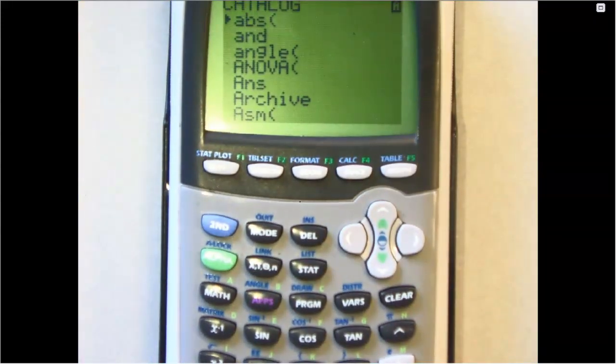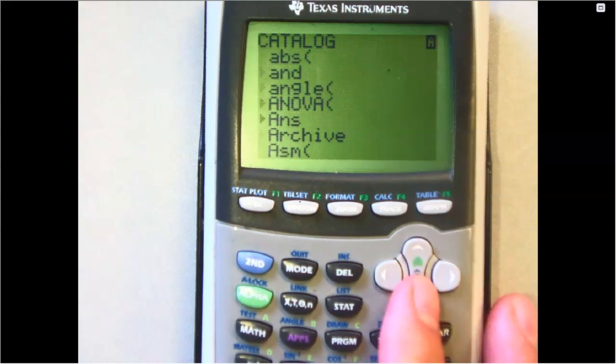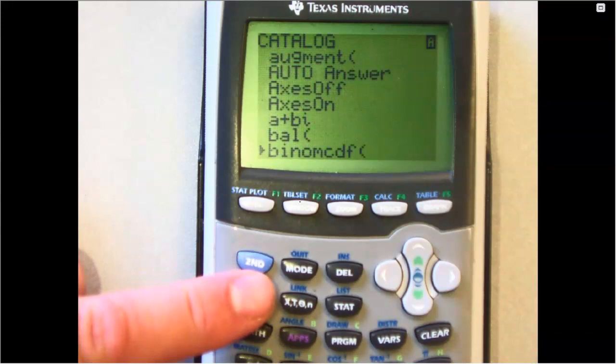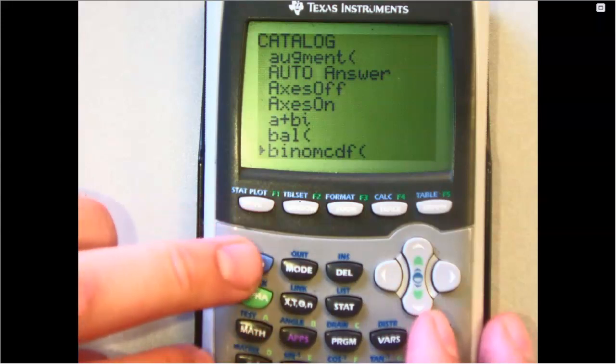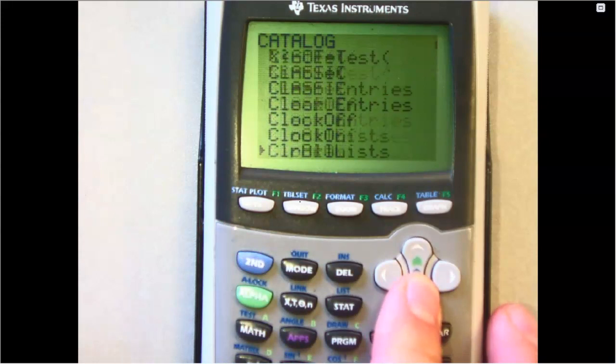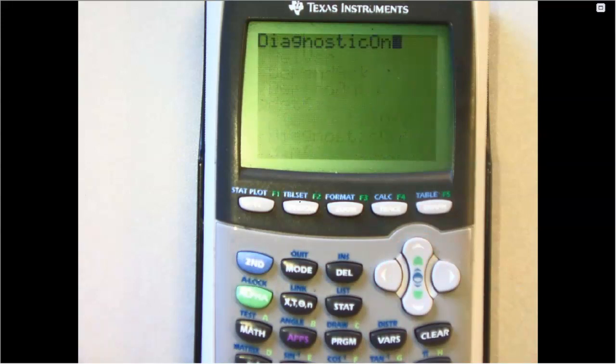And then you get this menu. And we want to go to, if I go too fast, are we all okay on the screen? We want to go to diagnostics and turn them on. So you can scroll. You could also hit alpha and then the D, which is the X -1 button. And it'll jump to the D's. You want to go to diagnostics on, hit enter, and then hit enter again. And it'll just say done, and now they're on.